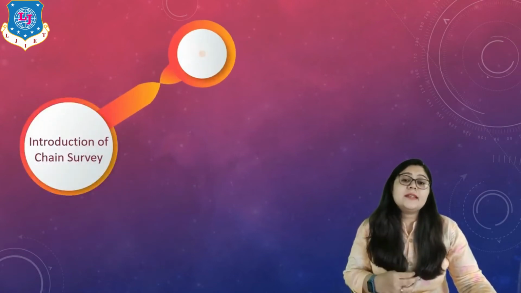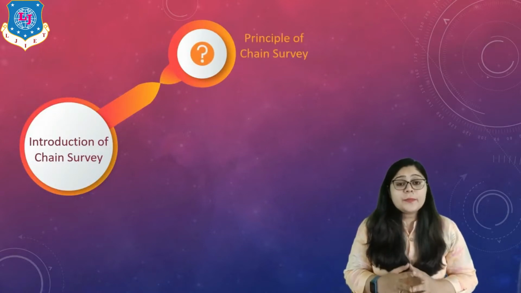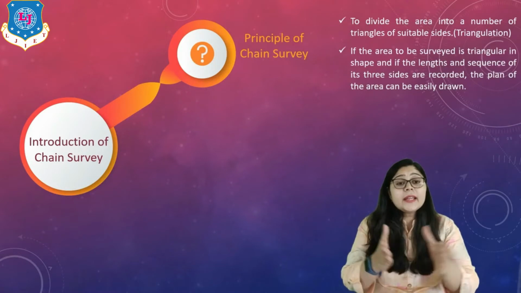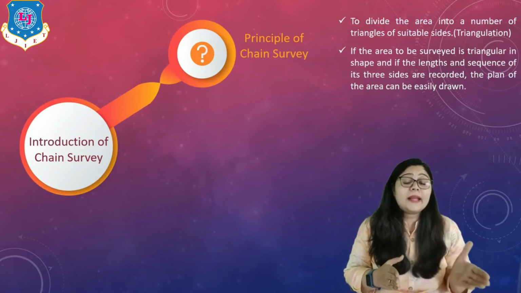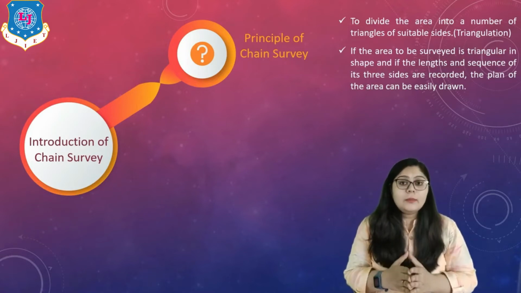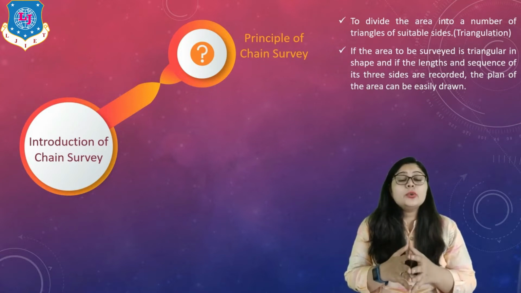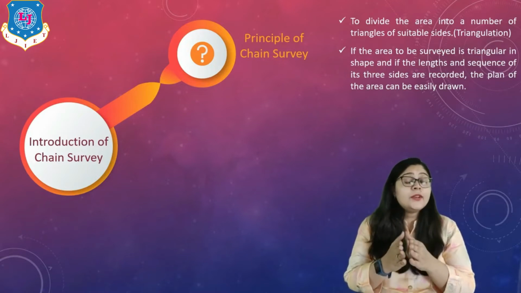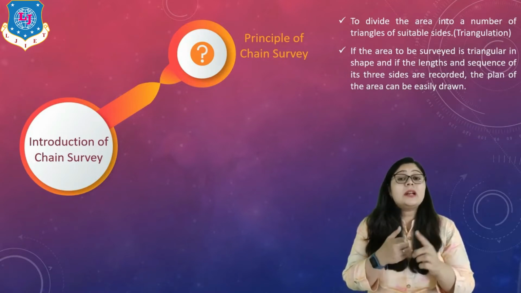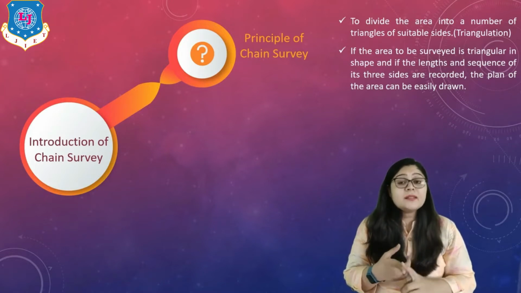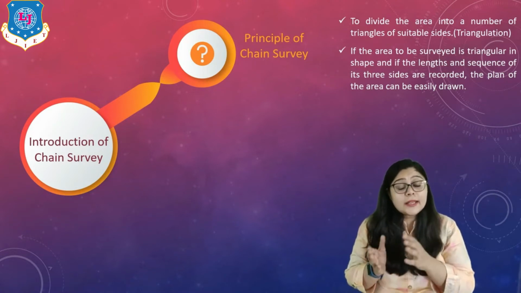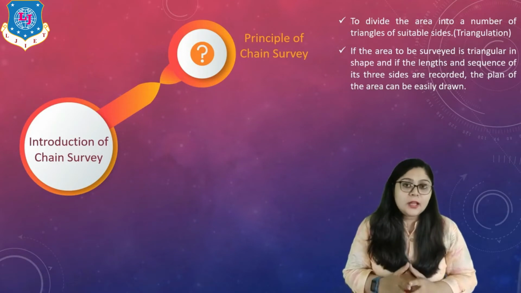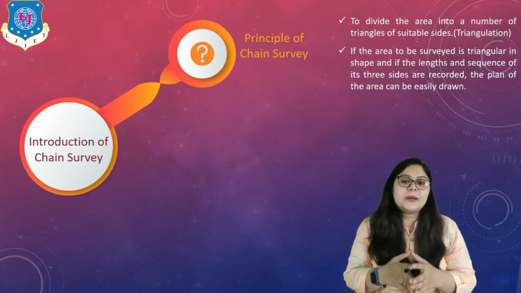So the first question arises: what is the principle of chain survey? Basically, to divide the area into a number of triangles of suitable sides is known as the triangulation method. That you must know, because we have discussed it in chapter 2, on surveying, in which, under the classification of surveying based on method, we discussed the triangulation method and the traversing method. The triangulation method is used for linear measurement. So the principle of chain surveying is based on which method? Triangulation method. Now you are finding the connection between different chapters, right?